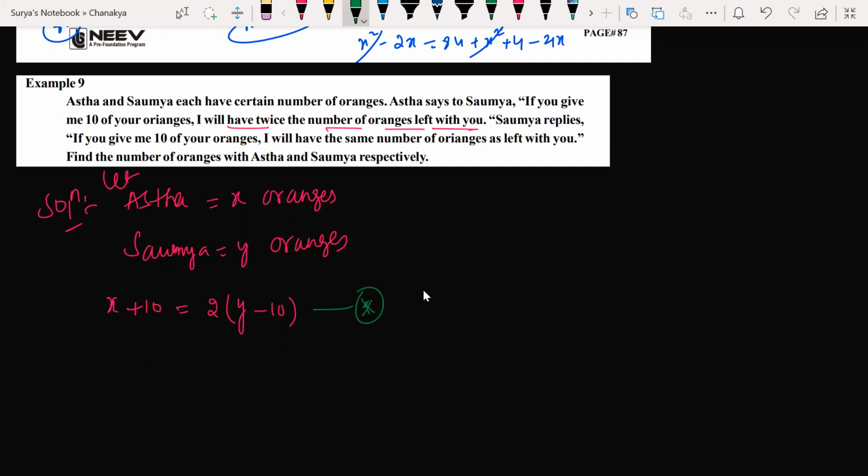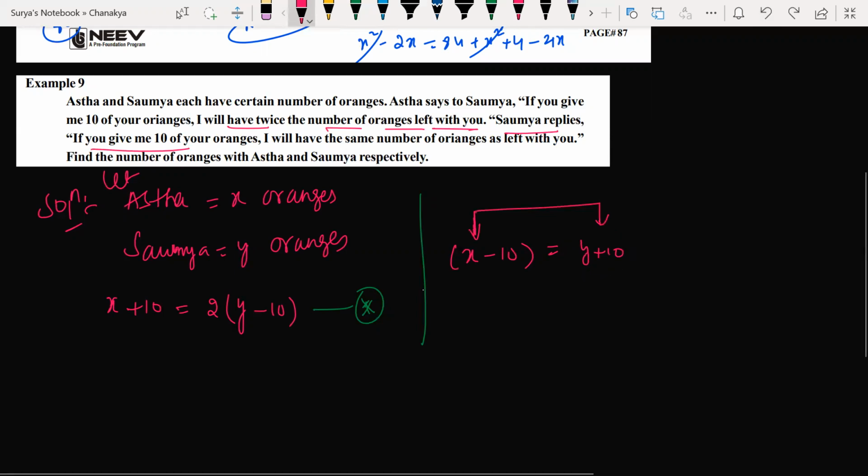This is one condition I got. Let us take this as star. And what is another condition given to you? Soumya replies that if you give me 10 of your oranges, she is saying to Asta, so x minus 10. Then she will be left with the same number of oranges as you are left with, so y plus 10. Asta losing 10 oranges, so that is going to Soumya. So plus 10, right? Very simple now.